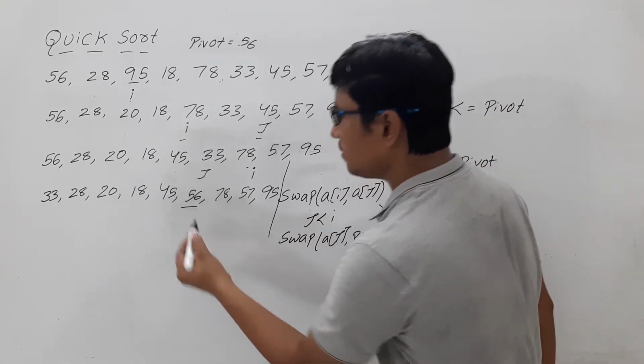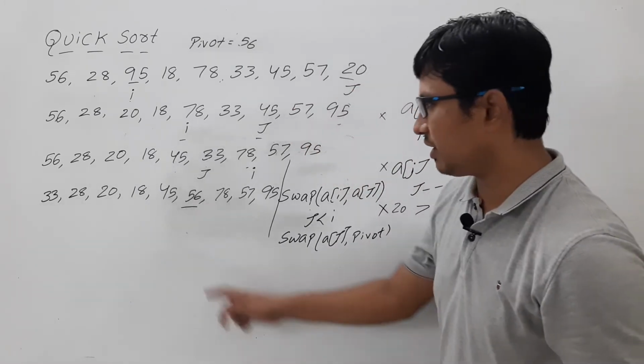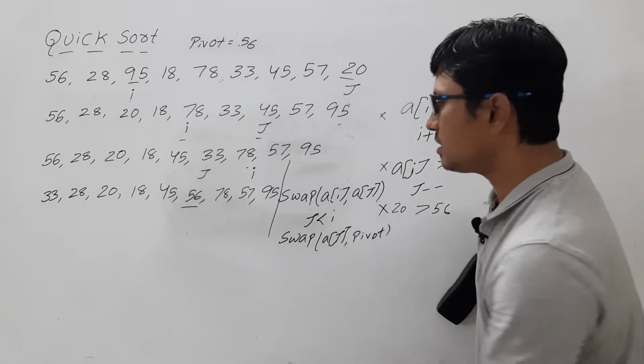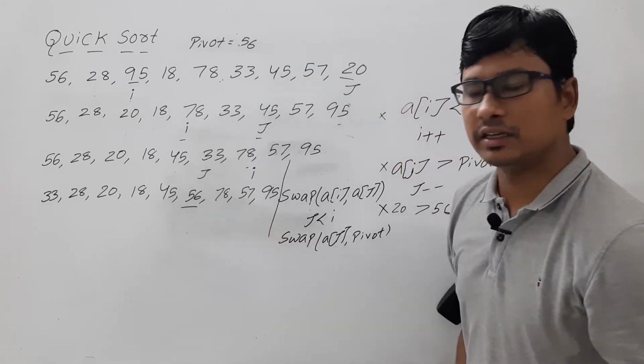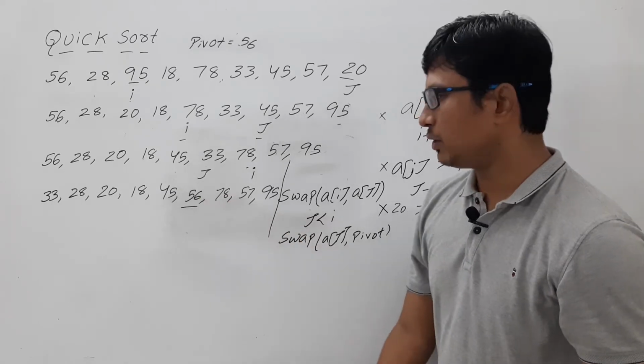What is the pivot element? Which is 56. Now look at all the elements which are there in the left hand side. They all are less than the 56, and you look at what elements are there in the right hand side. All these elements are greater than the pivot element.